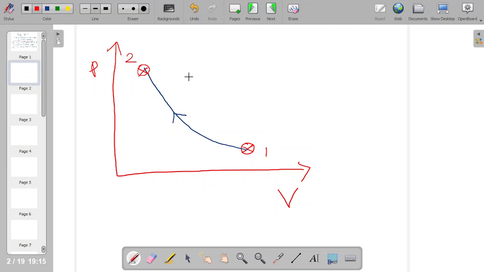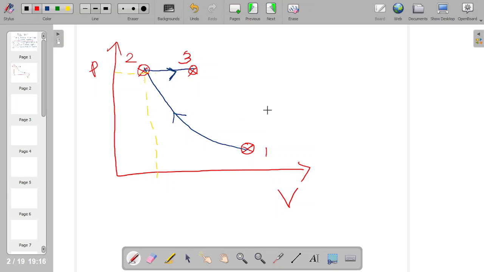Now what is our second process? The second process in the Otto cycle was constant volume. It was a vertical line parallel to the y-axis because its volume was constant. But here remember volume is not constant. So 2 to 3 is constant pressure. So pressure remains constant, and it will be parallel to the x-axis. So this is our 2 to 3, and suppose this is our 3.